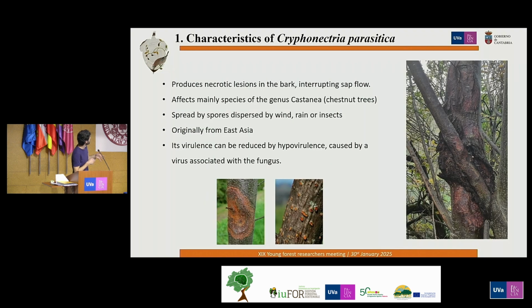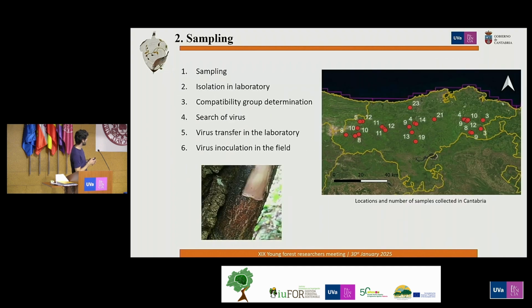I'm going to try to explain the work that we have done and how we assess the treatment in the field. First of all, a little bit about the canker. Cryphonectria parasitica is a fungus that comes from East Asia and spread over the world. The fungus is in America, in Europe, in all places where there are chestnut trees. It's spread by spores, by wind, rain, or insects, and you can treat it with a virus that causes hypovirulence in the fungus.